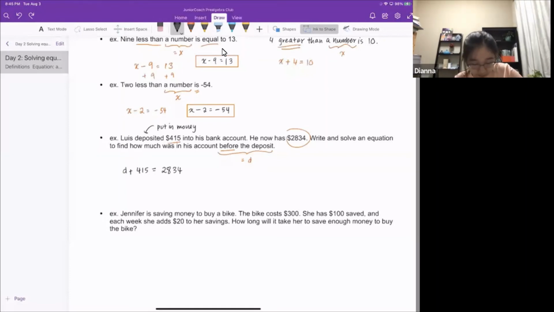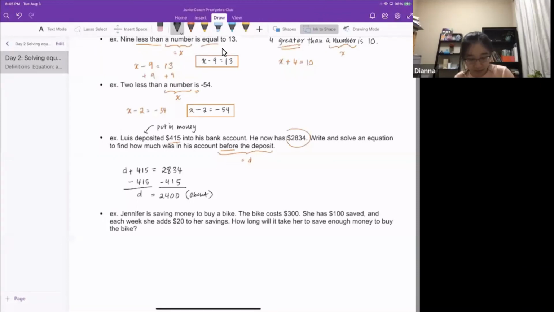And so you could always solve this by subtracting 415 on this side and subtracting 415 on this side in order to get D by itself. And you could use a calculator, or you could just do the actual math. I don't feel like I need to do the actual math, but it should be around 2,400 something. About. Okay, so it's going to be about that amount. I'm just estimating because I'm not going to go through the whole thing. That's fine.